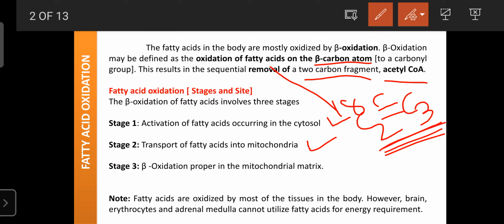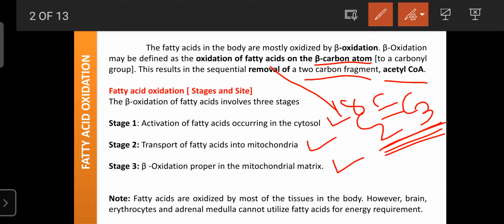Then the third stage is the proper beta oxidation. The metabolism of the fatty acids occurs in stage 3. That's why stage 3 is known as beta oxidation proper, in the mitochondrial matrix. So beta oxidation mainly occurs in the mitochondrial matrix, and also in the peroxisomes along with alpha oxidation.